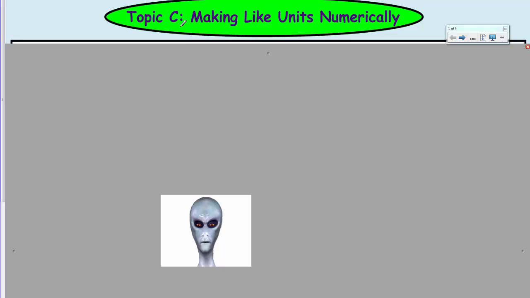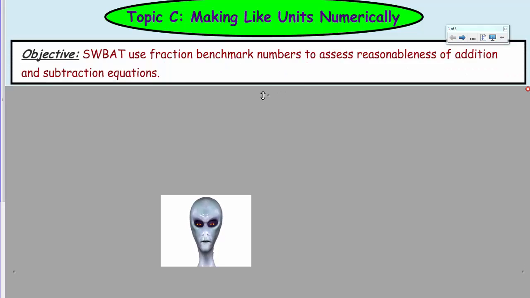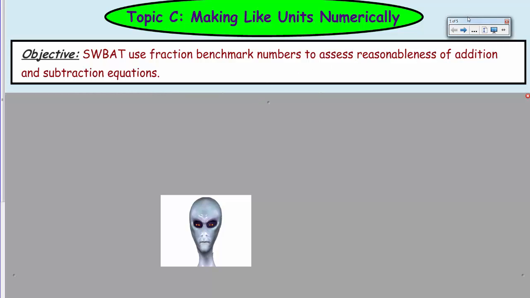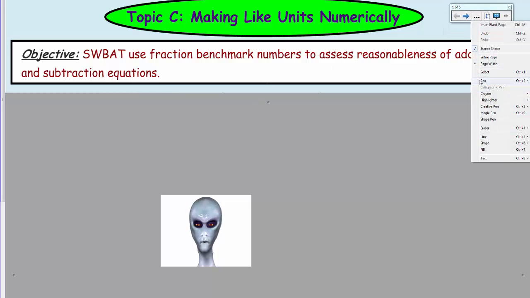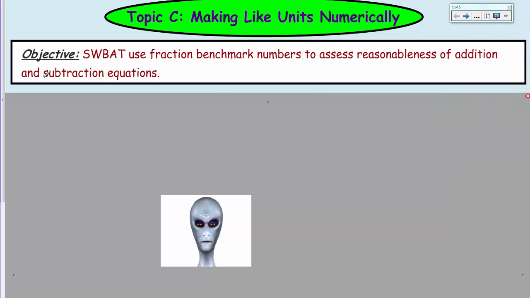Here we go. Topic C, making like units numerically. We're coming to the close because we're looking here at lesson 13. There's only 16, 4 more to go. So let's take a look at our objective, that wonderful purpose that directs us every time we do math. The students will be able to use fraction benchmark numbers, and we'll talk a little more about what those are, to assess the reasonableness of addition and subtraction equations.